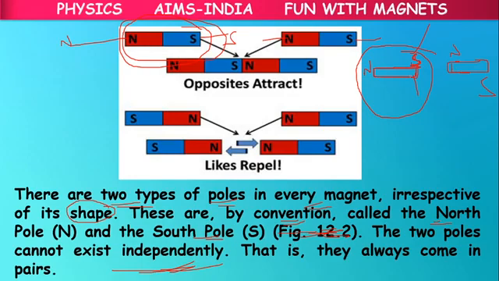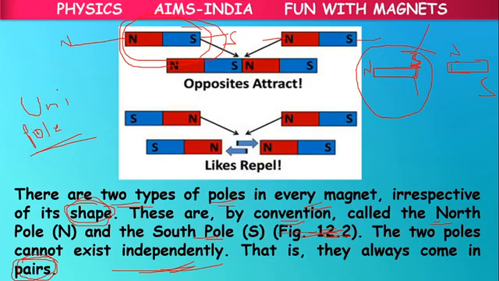So north and south poles always exist in pairs. They exist together. A unipole magnet means a magnet having a single pole. That unipole magnet does not exist. It is not possible. They always exist together. So the magnet may have any shape, but still it has two kinds of poles. One is north pole, another one is south pole.